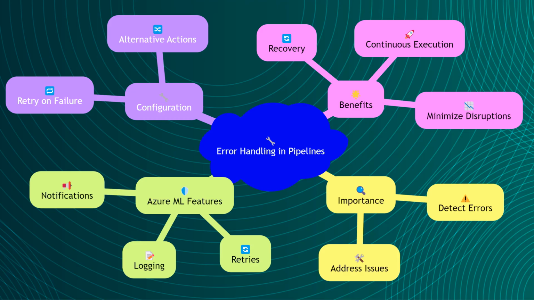Error handling is an important aspect of running and scheduling pipelines. Errors can occur at any step, and it's essential to have mechanisms in place to detect and address them. Azure ML provides robust error handling features, including retries, logging, and notifications. You can configure steps to retry on failure or proceed with alternative actions. Proper error handling ensures that the pipeline can recover from issues and continue execution without significant disruptions.